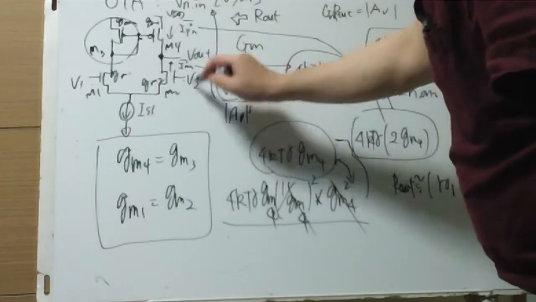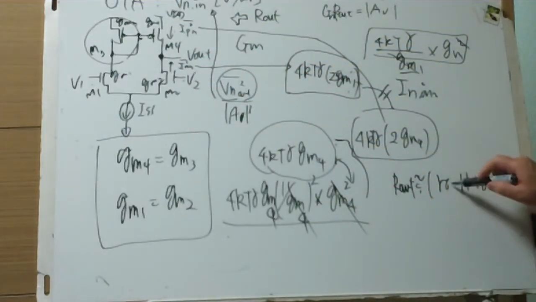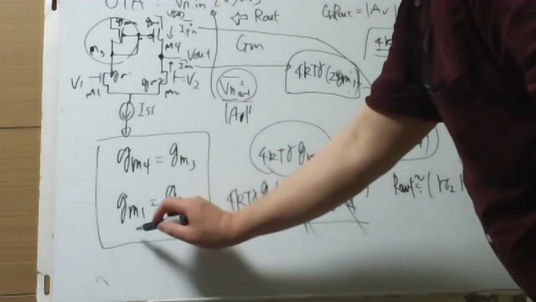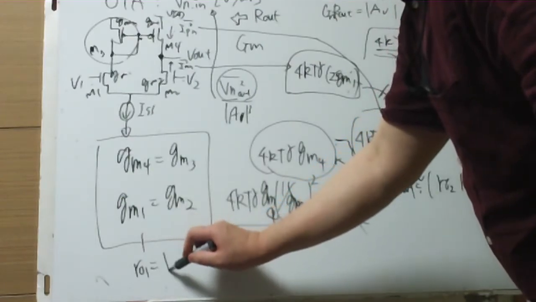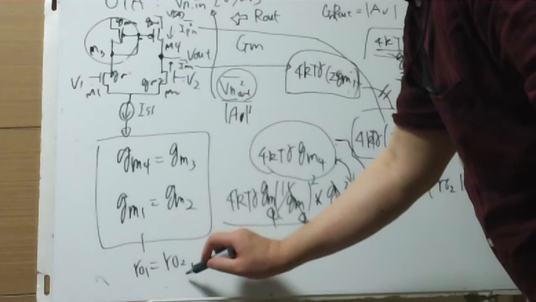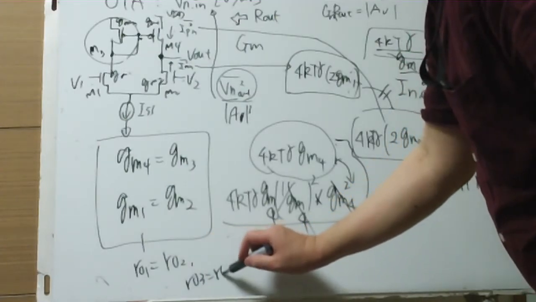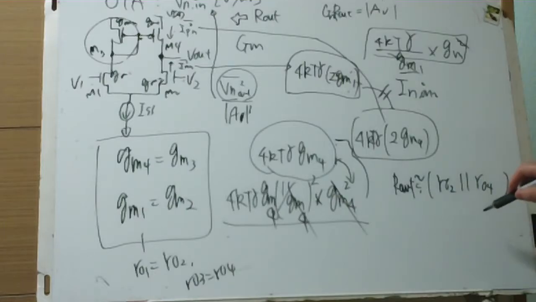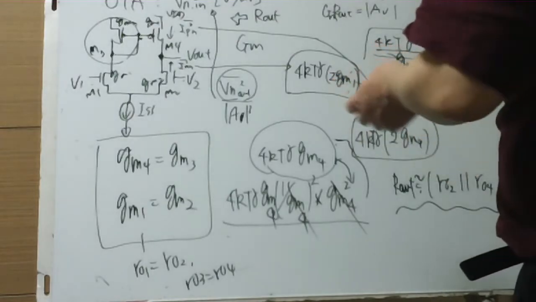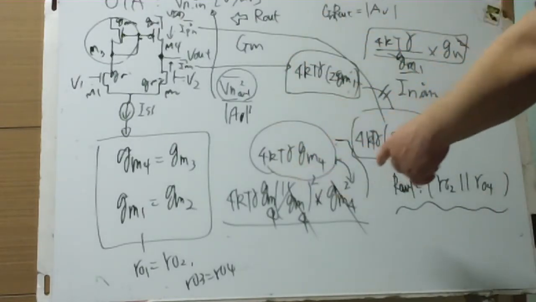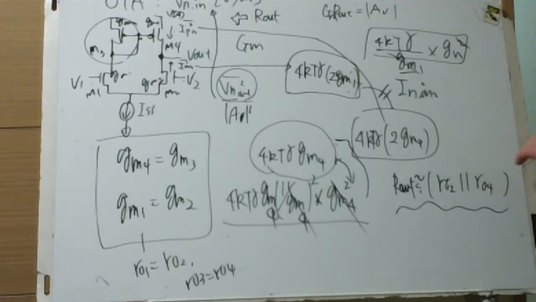Looking at this branch, RO2 and RO4, or RO1, RO3. Like this, RO1 equals RO2 and RO3 equals RO4. And the output resistance is approximately this, because of my derivation after this, and this is R out.